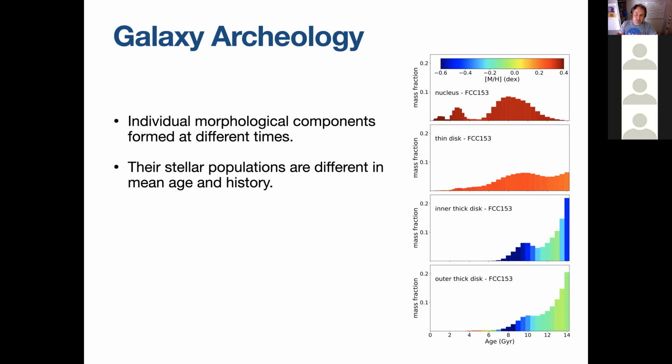In the thin disk, it has a more continuous star formation, but there was a lot of star formation at the beginning. There's a peak at about 10 gigayears ago, and then it sort of declines to about 0 about now. And the inner thick disk and the outer thick disk also have a double peak. So you can see that 2 things happened there.